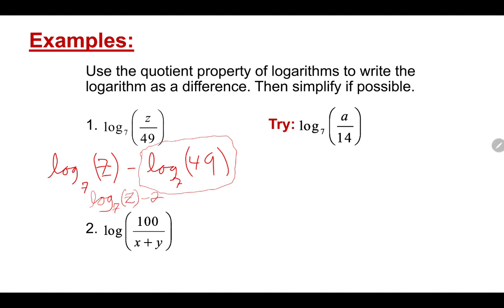The next one, I'm going to do 2. Again, I'll save that try for you guys to do. Have some fun with it. And if you have questions, of course, ask. So in this case, I have log of 100 minus log, and this is one term, right? It's the whole term that's dividing, so it's all of this that's dividing that 100, so it has to stay together.